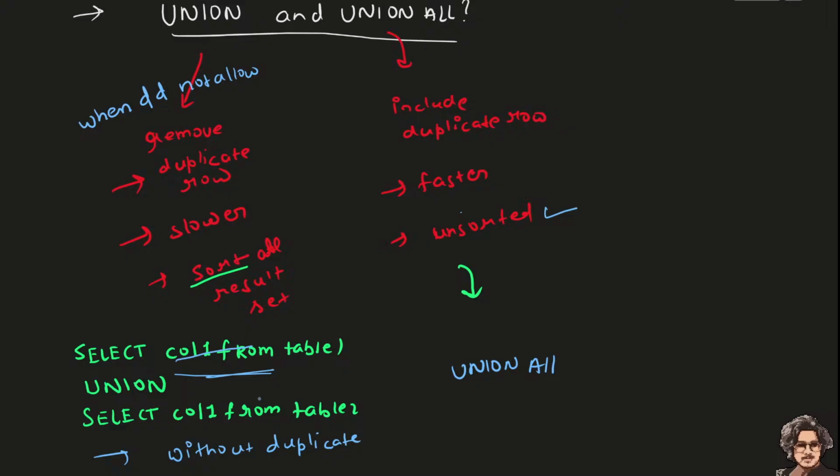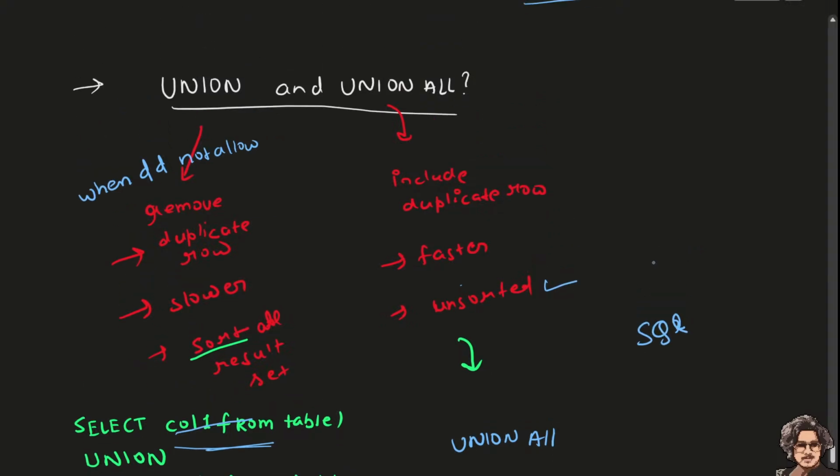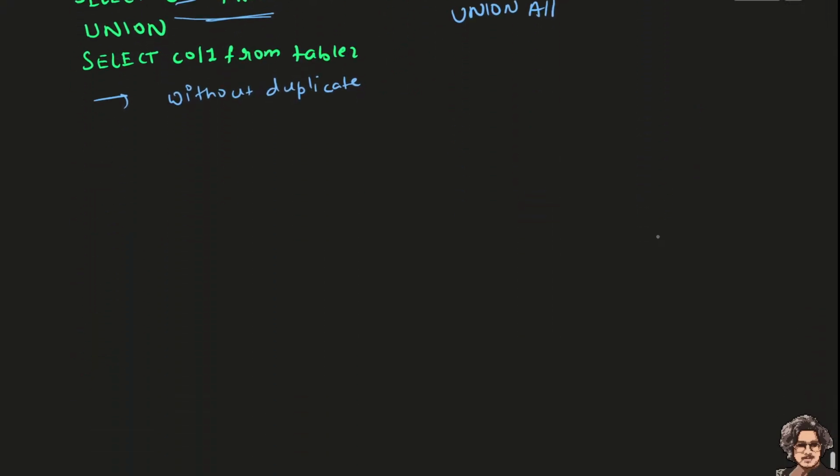So, wrapping up SQL, this is all for this lecture, SQL lecture 2. We completed union, having, the differences, and the types of join we have studied.